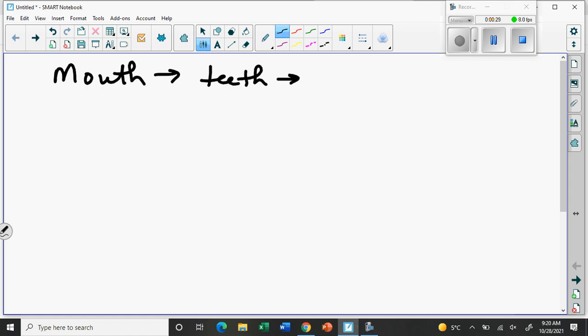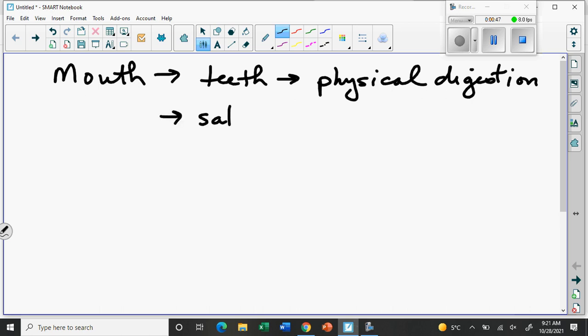And of course, the teeth are physical digestion, the grinding and chewing, breaking down of food particles into smaller food particles, right? So the breaking down here is just size. And then, of course, we also have saliva, which contains enzymes. Again, just reviewing from last time. And these enzymes are breaking down, primarily, starch. Enzymes for starch breakdown.